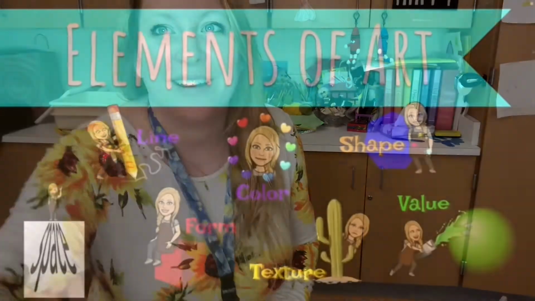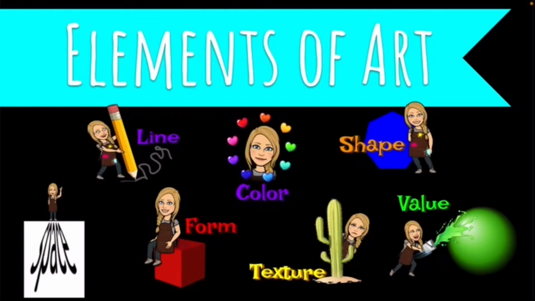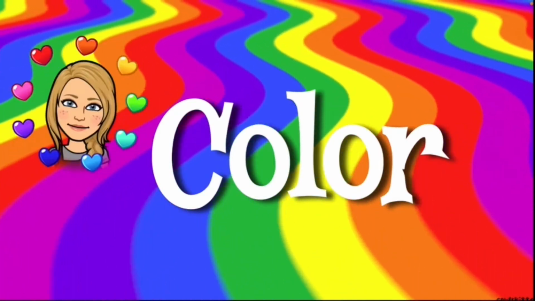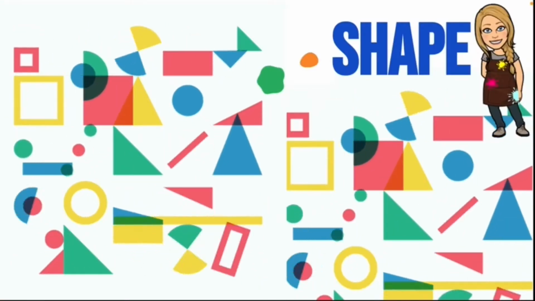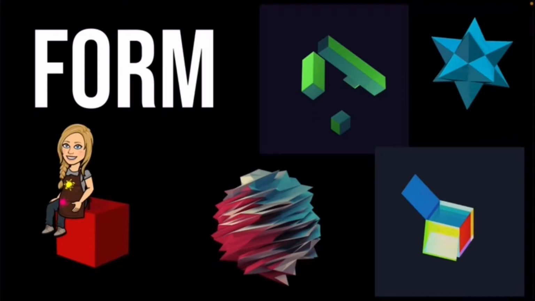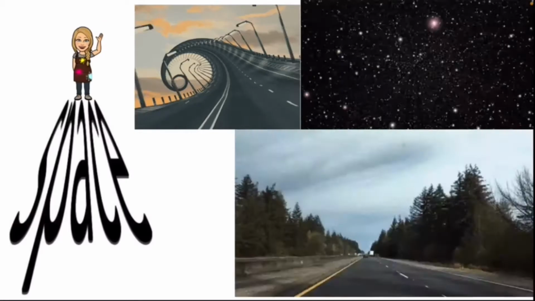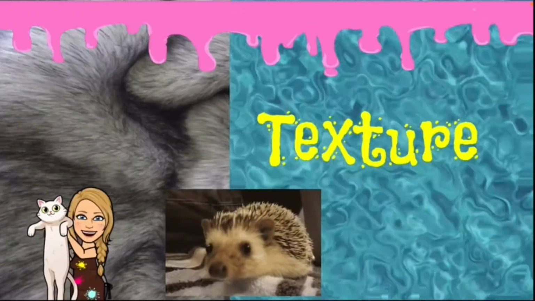We're going to continue our journey through the elements of art. The elements of art are the building blocks used by artists to create a work of art. There are 7 elements of art: line, color, shape, form, value, space, and texture.